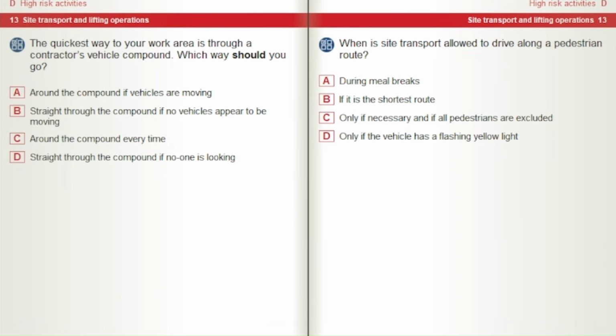When is site transport allowed to drive along a pedestrian route? During meal breaks? If it is the shortest route? Only if necessary and if all pedestrians are excluded? Only if the vehicle has a flashing yellow light?